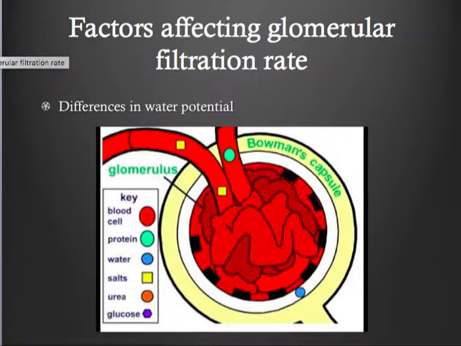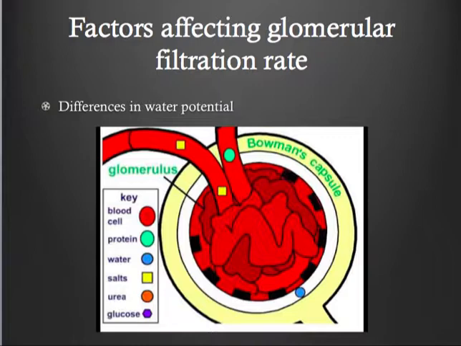So the rate at which the fluid filters from the blood in the glomerular capillaries into the Bowman's capsule is called the glomerular filtration rate. In a human, for all the glomeruli in both kidneys, the rate is about 125 cubic centimeters per minute. So what makes the fluid filter so quickly?